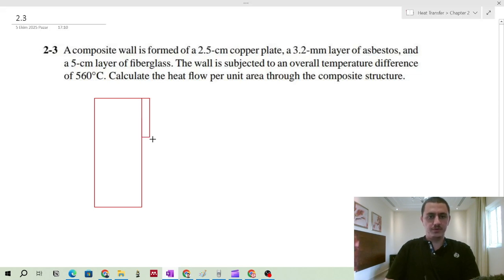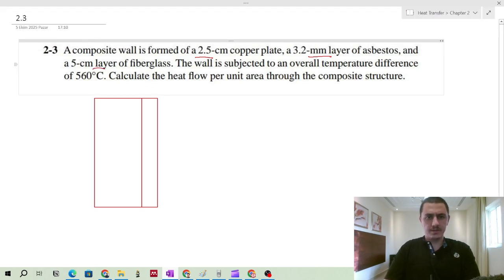So we need to find also the overall heat transfer coefficient. Okay, we have a composite wall, then another layer, and 5 cm. So we have three domains.